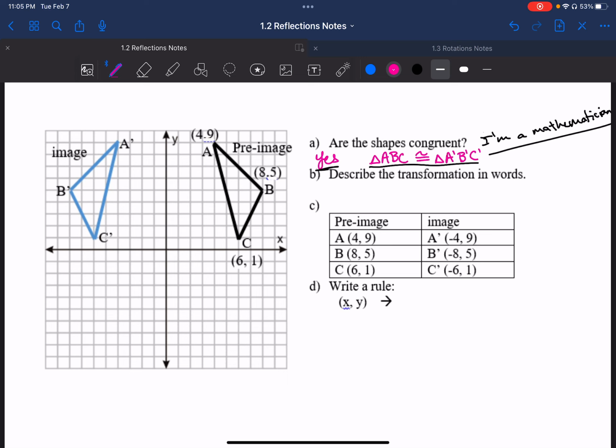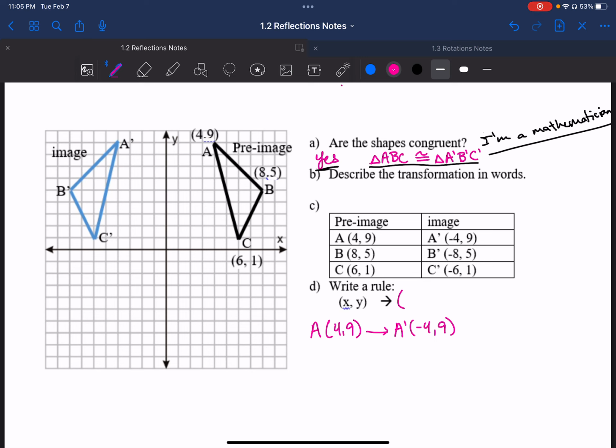Next up, we want to describe this transformation in words. Well, I like to do the rule first because for me, the rule kind of tells me what I'm doing. It informs my decision here. So looking at this, I need to take A, that is the point 4, 9, and make this A prime, that is negative 4, 9. And I would encourage you, pause the video, go and look at this and think, how would I do this? So hopefully you've thought about it. Hopefully you've come to a conclusion of what your rule is going to look like, what this x, y becomes.